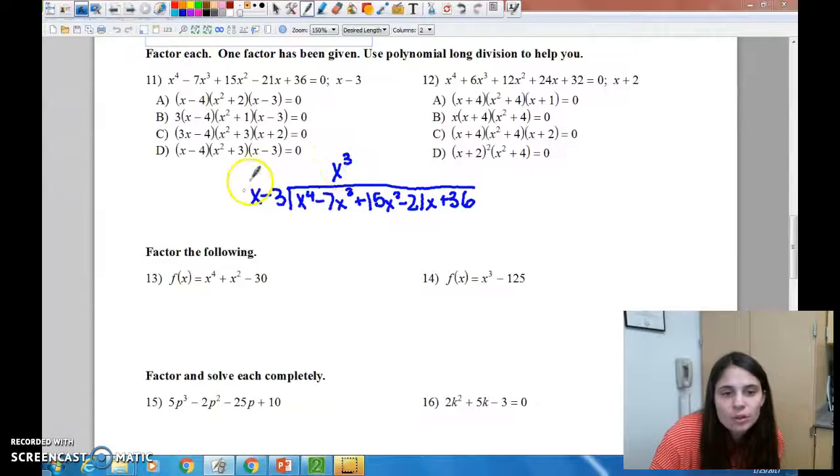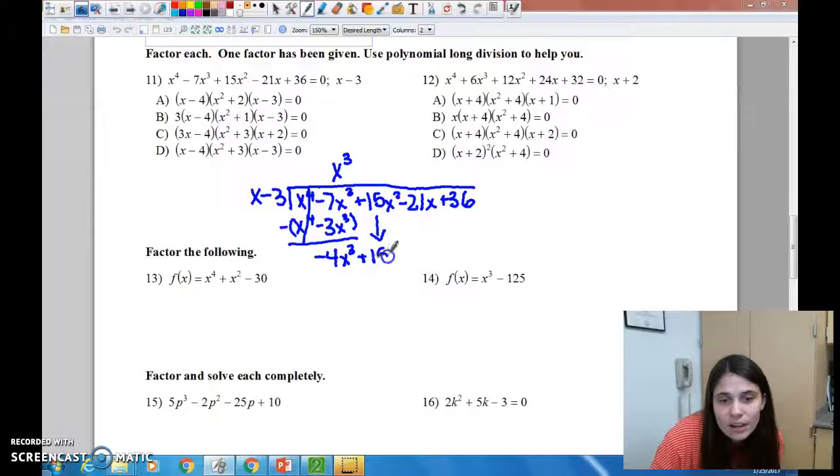So then I do x cubed times x is x to the 4th. X cubed times -3 is -3x cubed. And then I've got to subtract this. So x to the 4th minus x to the 4th is 0. -7x to the 3rd minus a -3. So -7 plus 3 is a -4x cubed. And then I bring down my 15x squared and do that same process again.